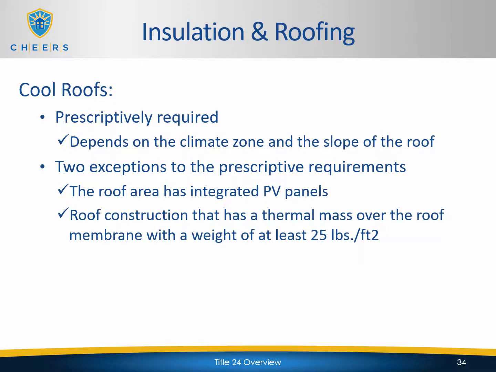Now, as far as cool roofs, they are prescriptively required. The prescriptive requirement depends on the climate zone and the slope of the roof. And there are two exceptions to the prescriptive requirements. One of those exceptions is the roof area has integrated PV panels, meaning that if there are integrated PV panels, you're not going to have roofing material over that particular area. Or the roof construction has a thermal mass over the roof membrane with a weight of at least 25 pounds per square foot.